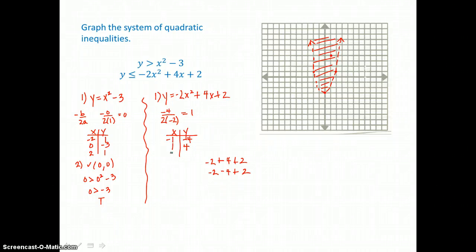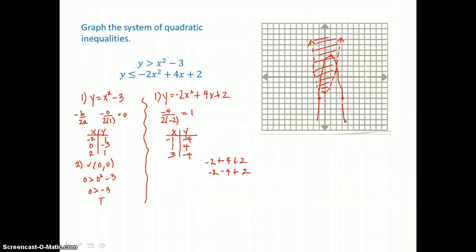Now if I choose a value again for x equally spaced, like 3, I'm going to get a y value of -4 again. So I'm going to graph (-1, -4) and (3, -4). Now this boundary is solid because equals is part of the inequality.